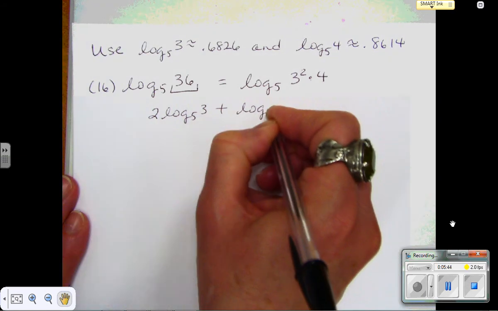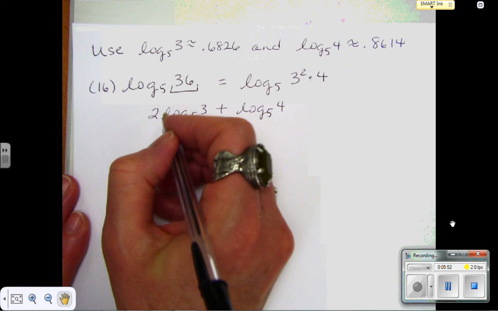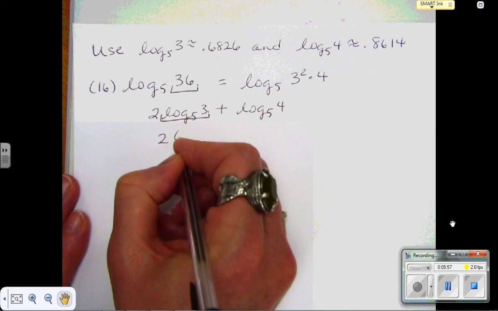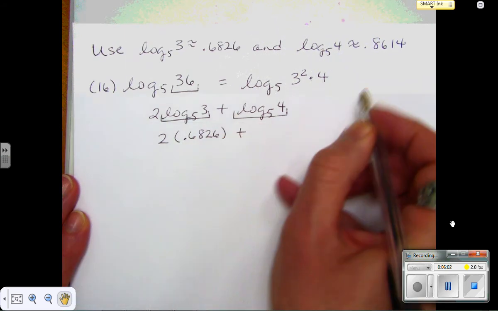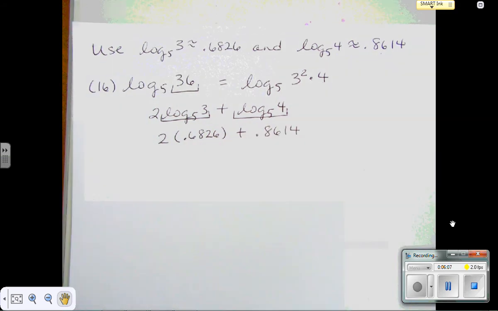Okay, so now that I've broken it down, I can substitute values in. This log base 5 of 3 is 0.6826. So I have 2 times 0.6826 plus this log base 5 of 4 is 0.8614. Okay, so now we're going to use our order of operations and just add those together. And I'm getting about 2.2266.